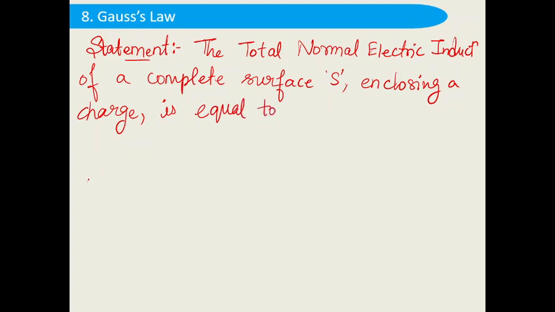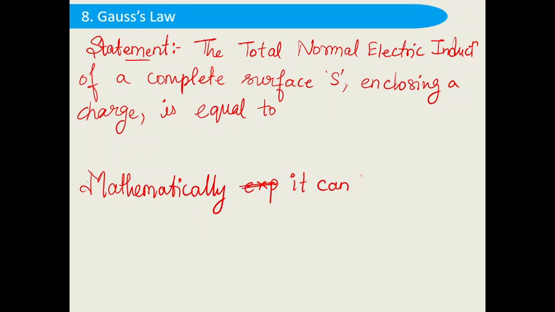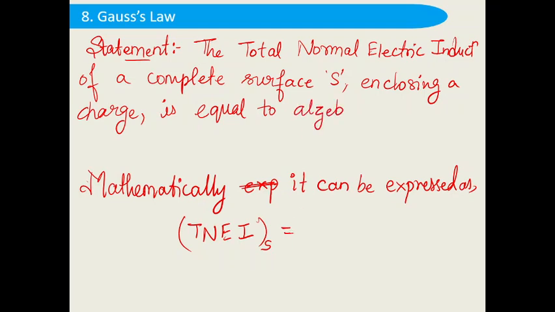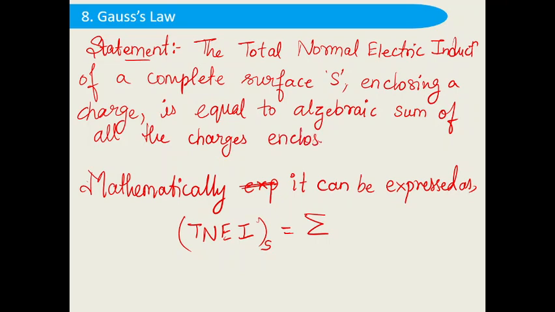If I write the mathematical expression, mathematically it can be expressed as: total normal electric induction of a complete surface S is equal to the algebraic sum of all the charges enclosed on the surface. That means the sign of summation.